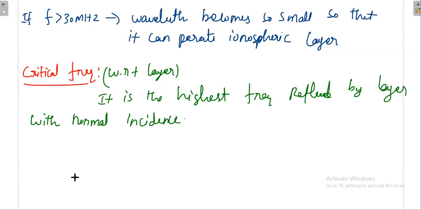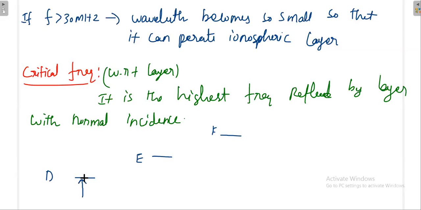Say for example, now my D layer is here, E layer is here, and F layer is here. Now I am having some frequency, and I am launching it exactly in the normal manner. I am not making any angle, so I am launching my signal exactly perpendicularly. Now, what is my starting frequency? I can start at 3 megahertz, because the range is 3 megahertz to 30 megahertz.